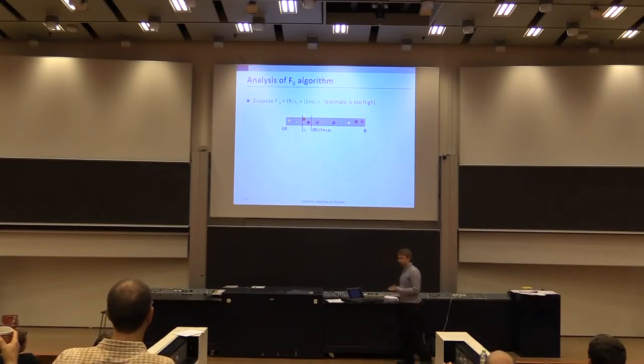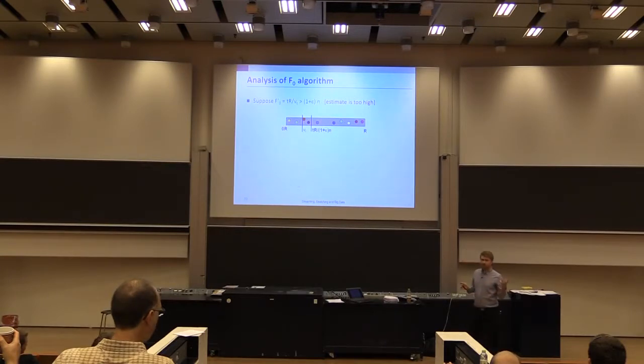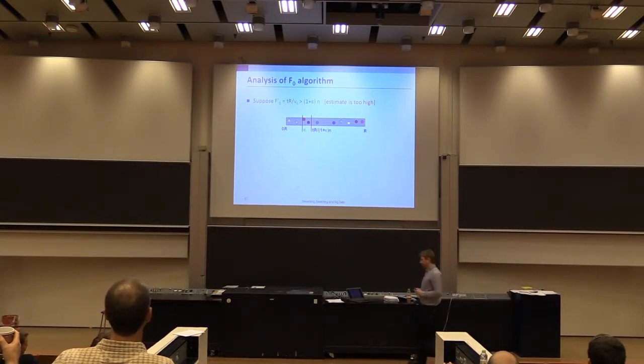So let's assume things go well for us. Let's assume we have a good estimate. Well, what could go wrong? What could go wrong is if that estimate is either too high or too low. And what would it mean for the estimate to be too high? It would mean we have too many items hashing in this low end of the range. So we see too many items with a small hash value. That would push up our estimate of f0.